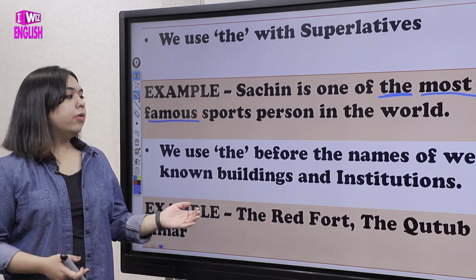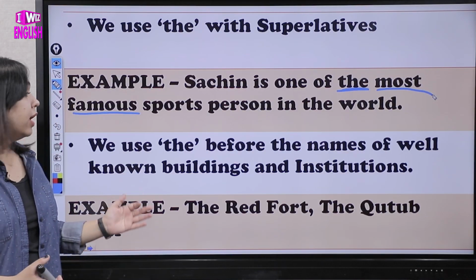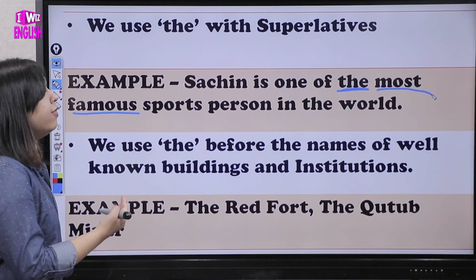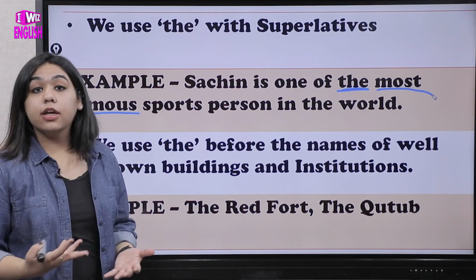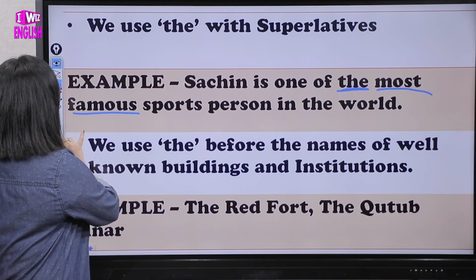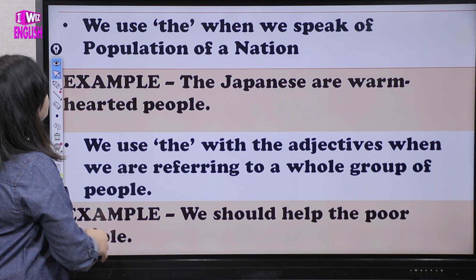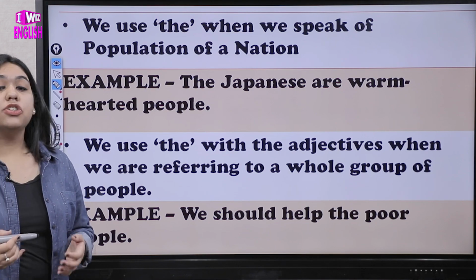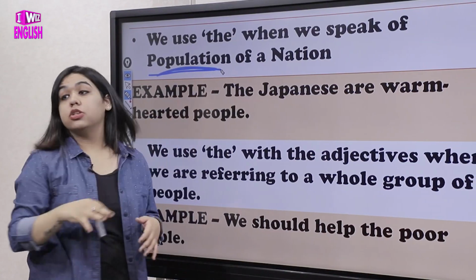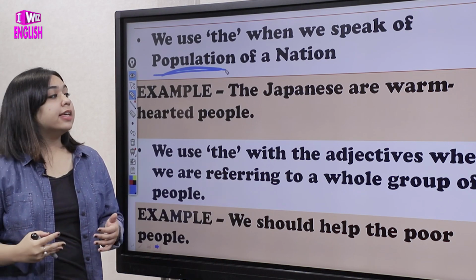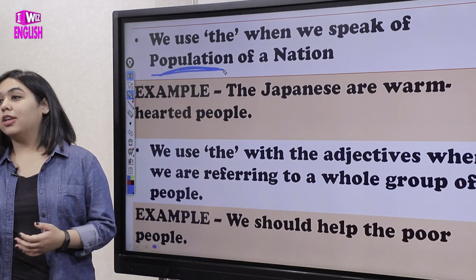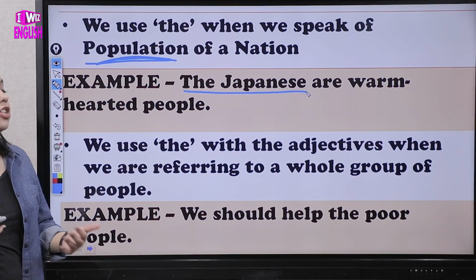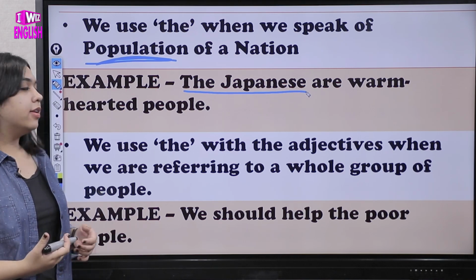Okay, we use the before the names of well-known buildings. Yes, well-known buildings and institutions, we are going to use the article the. Now, the Red Fort, the Qutub Minar, the India Gate. Okay, so well-known buildings, we are going to use it. Okay, let's move on. We use the when we speak of what? Population of a nation. Keep it in mind that we are talking about population as a whole. For example, if I say that the Japanese are warm-hearted people, I am talking about the Japanese. Now, the people living in Japan are called Japanese. So, the Japanese are warm-hearted people.